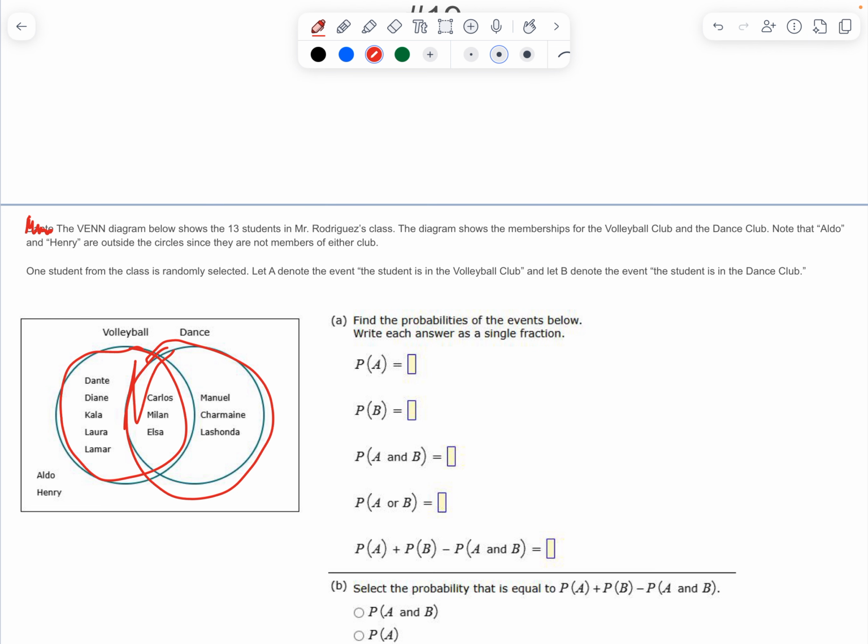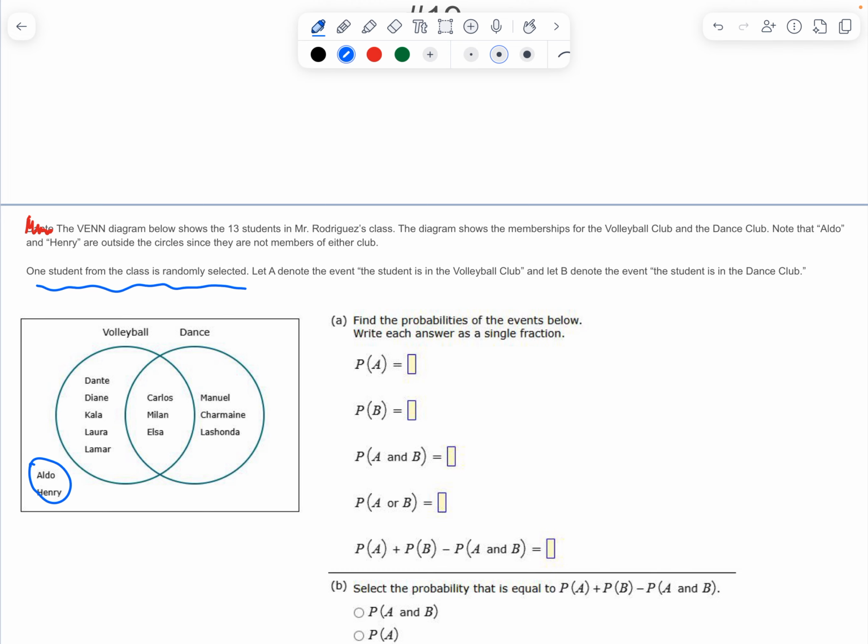Note that Aldo and Henry are outside. We can see that they're outside, and let's put a little circle around them. They're outside the circle since they have opted not to join either the volleyball club or the dance club. All right, so one student from the class is randomly selected.